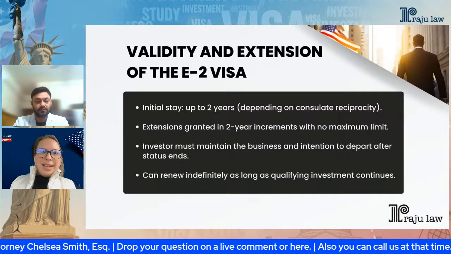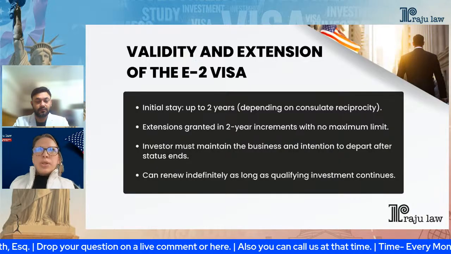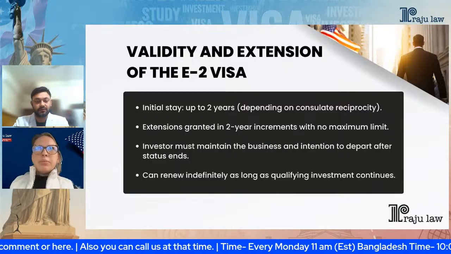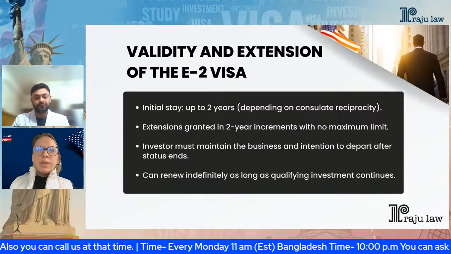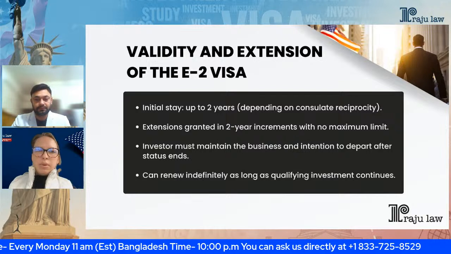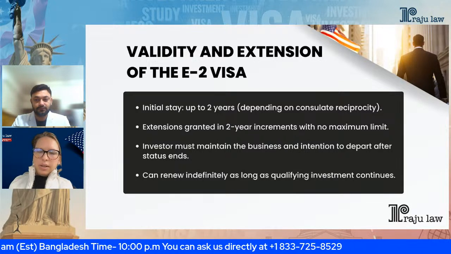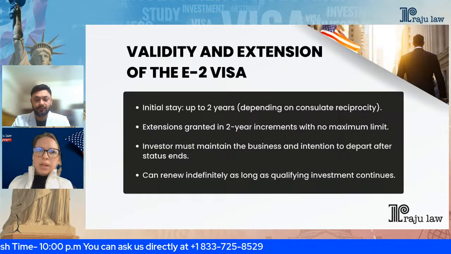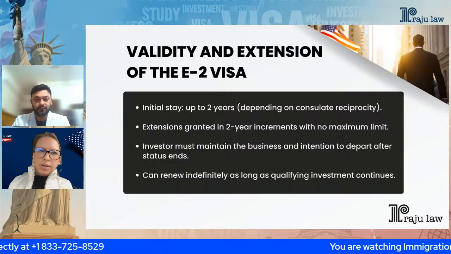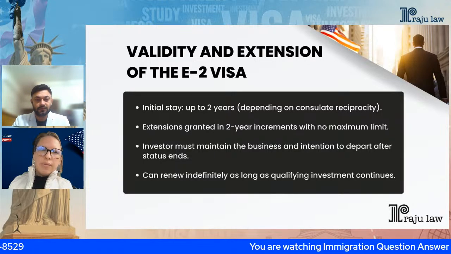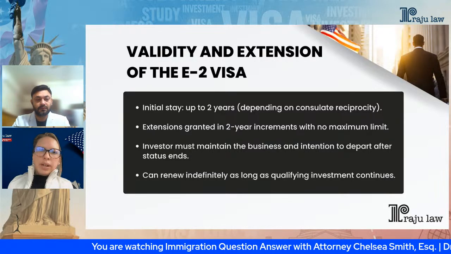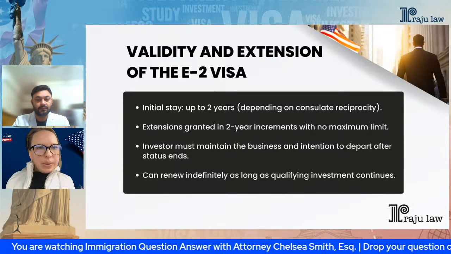As for extension, typically the initial stay is for a 2-year period, and there is some variability with this depending on consulate reciprocity. So the consular's office will play a role in some of the duration of the E-2 visa. So this will be something that could vary a bit case by case, just depending on what country you are a citizen of. The other thing is that extensions are generally granted, but they're in 2-year increments.